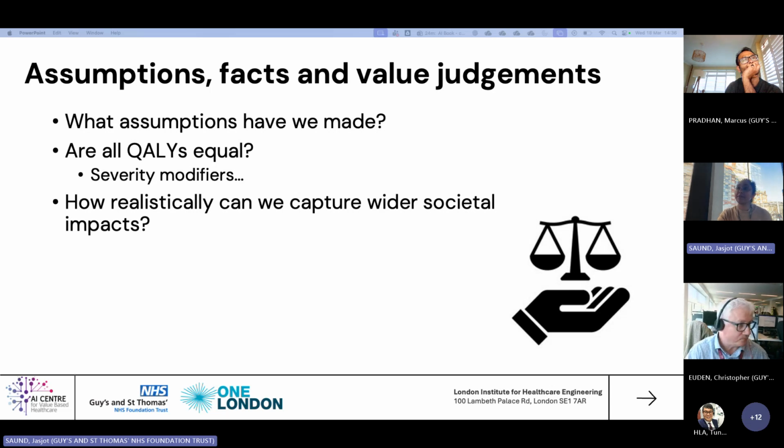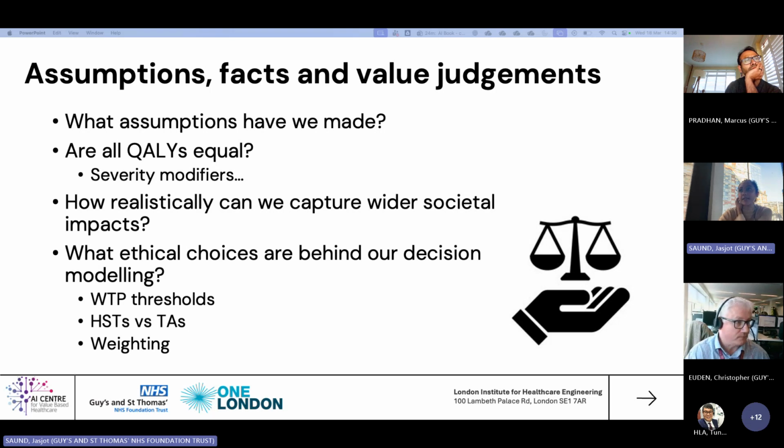But another thing you might be wondering is, can we realistically capture the wider societal impacts? We're making a really narrow focus on these interventions here, and excluding maybe the impact on carers or family or someone's job, and the impact that they will make in the workplace. So it is quite a narrow focus, but there's also some ethical, moral choices behind our decision making. The willingness to pay threshold, although it's very politically driven, is ultimately an indicator of our morals.